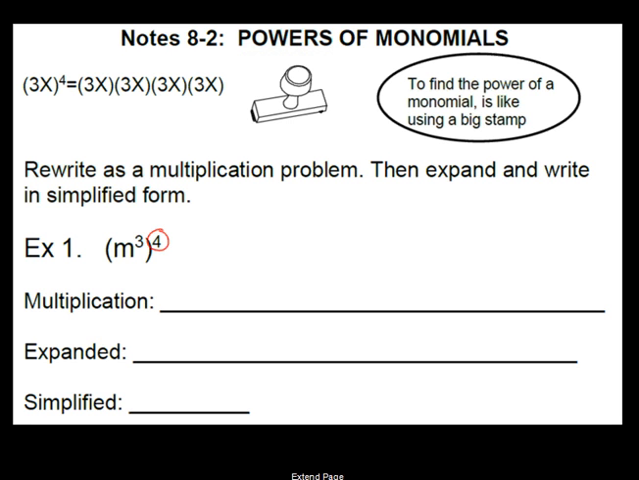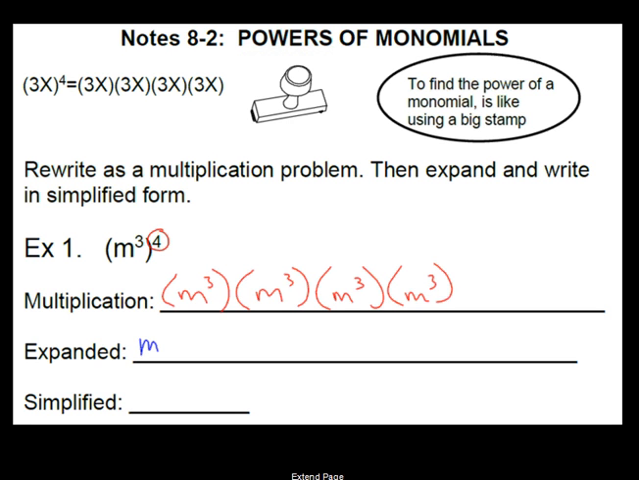So we're going to take care of the one on the outside first. So that means we're going to have m to the third times m to the third times m to the third, and then again m to the third. We do it 4 times, that's the fourth power. Then we go through and expand each of these.